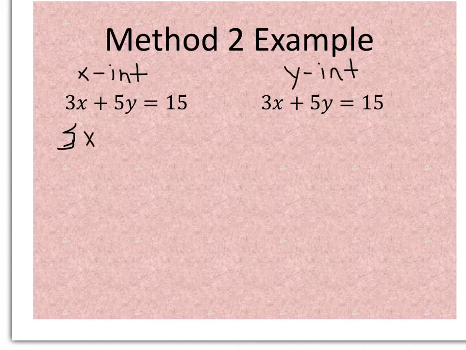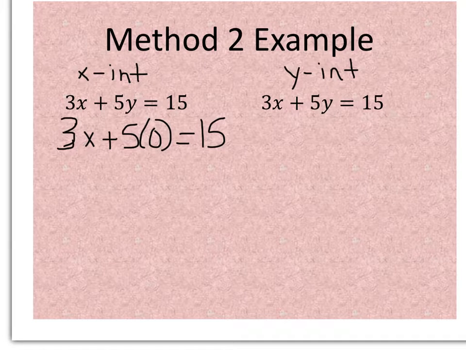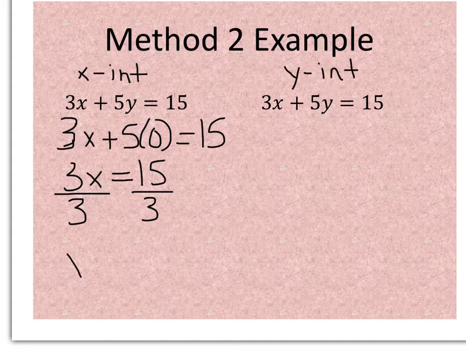So we're going to say 3x plus 5 times 0 equals 15. Well, what is 5 times 0? It's 0. So we basically have 3x equals 15. Now we have to solve for x. What are we going to do to get x by itself? We are going to divide by 3. So here we get that x equals 5. That means our x-intercept is at 5. In other words, where it crosses the x-axis is at 5.